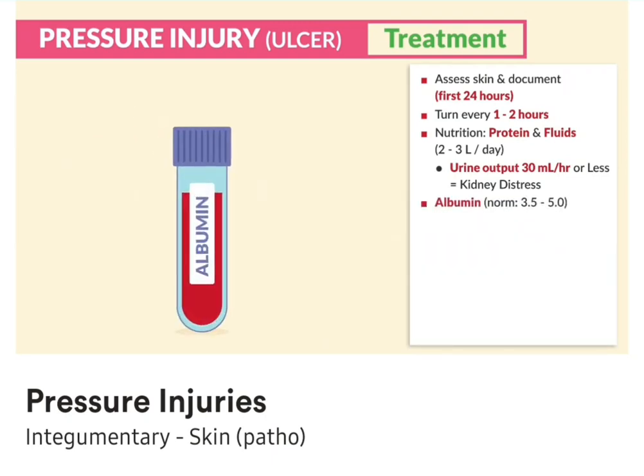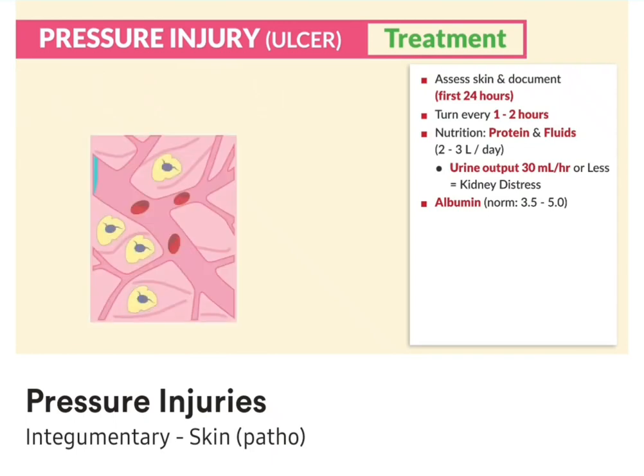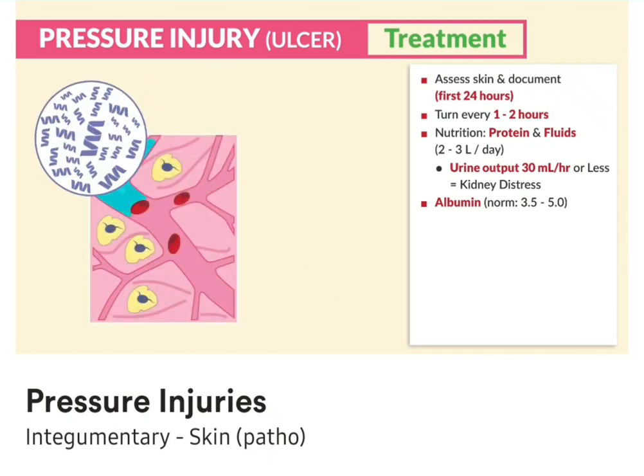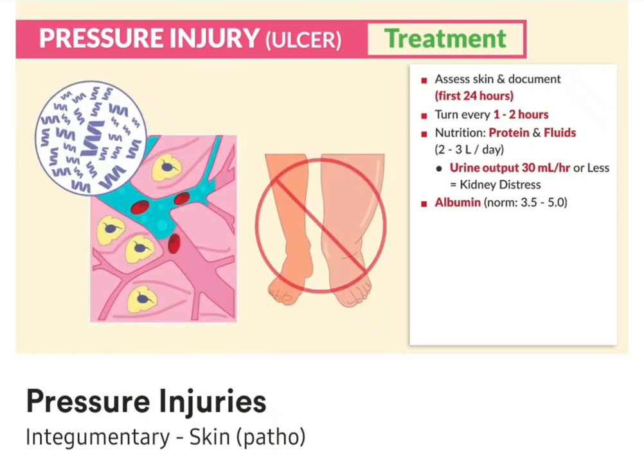Now, albumin is another key factor here. So albumin normally should be between 3.5 to 5.0. Remember, albumin attracts fluid back into the vascular spaces to prevent edema, that waterbed-looking skin, and help the body maintain healthy tissues. So just be sure to write it down. Albumin must be between 3.5 and 5.0.